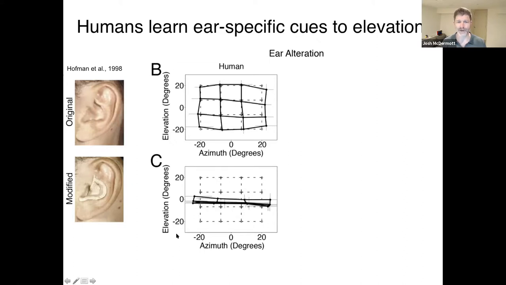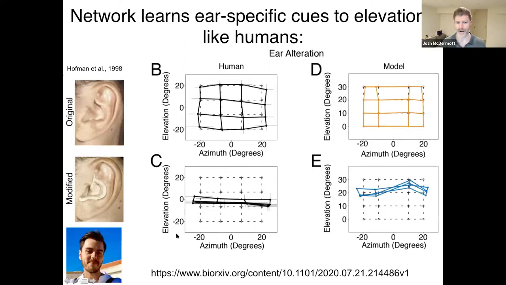All right, and we tested our model on the same experiment by swapping in a new set of HRTFs. And when you do this, the model reproduces the results of that experiment pretty nicely. So with the trained set of HRTFs, the model can localize in elevation, but if you swap in a new set of HRTFs, then localization in elevation collapses, even though localization in azimuth is unimpaired.